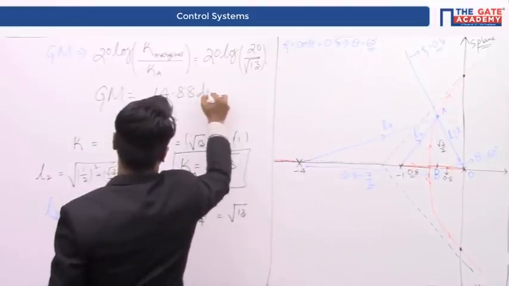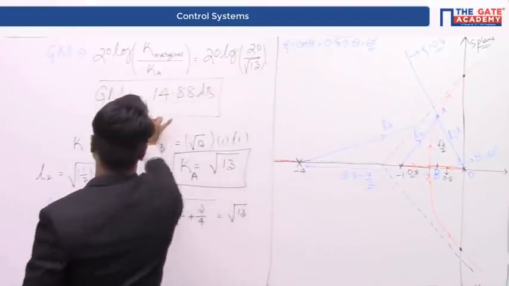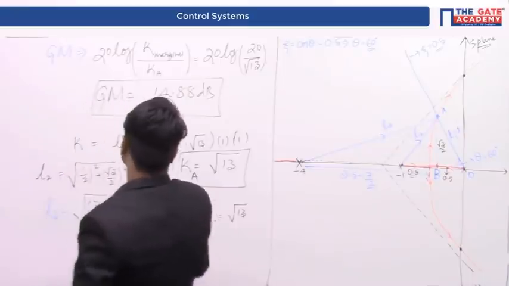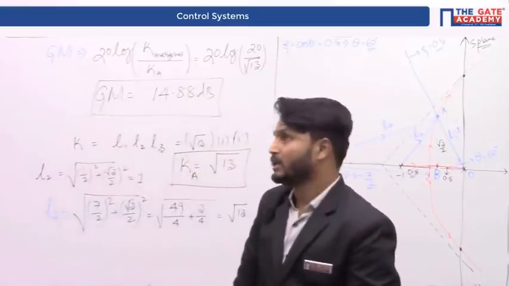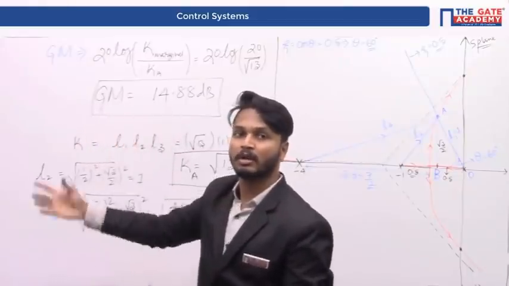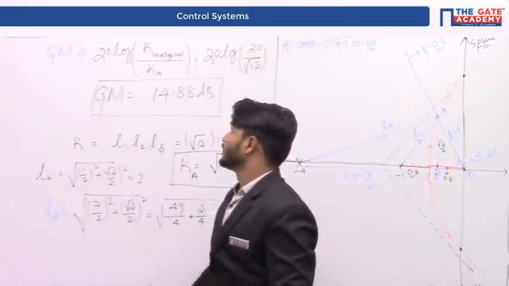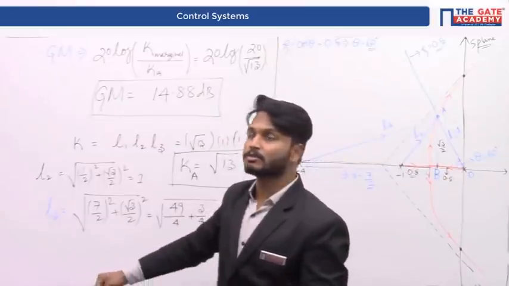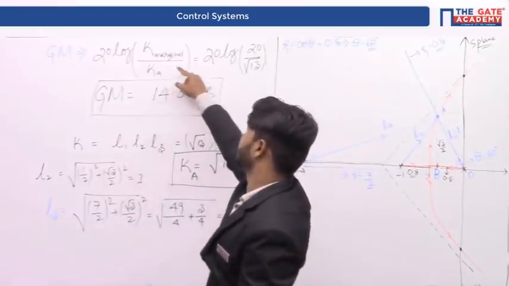14.88 decibels. In decibels, the value of gain margin is going to be 14.88. What is gain margin? Gain margin is nothing but the amount of gain you can still increase before the system goes unstable. Therefore, at what value of gain is the system going unstable? The system is going unstable at 20.